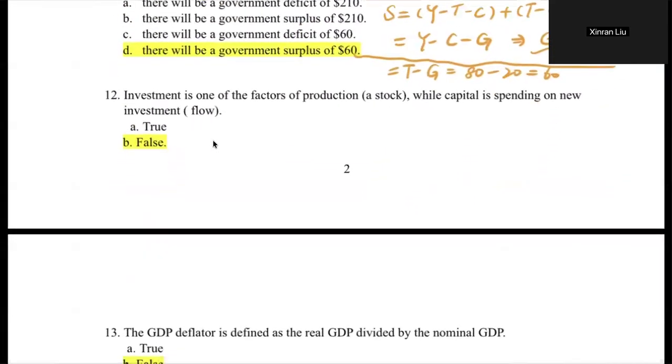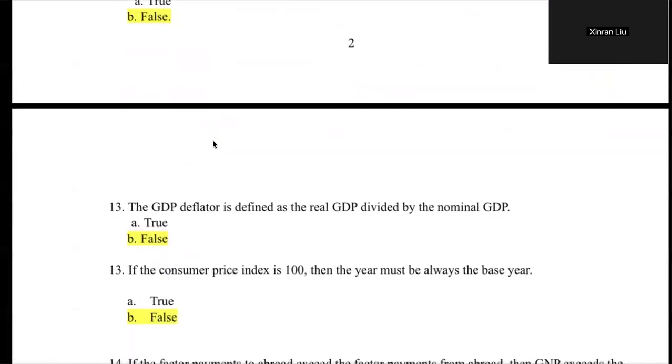And 12, this is just the inverse. The investment is the flow and the capital is the stock. And also 30, the GDP deflator is defined as the nominal GDP divided by real GDP, okay?